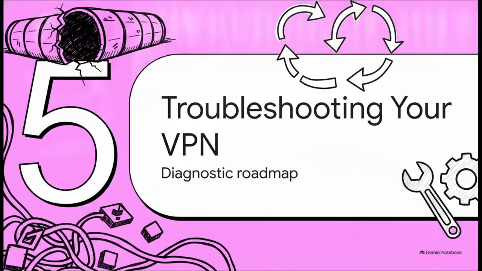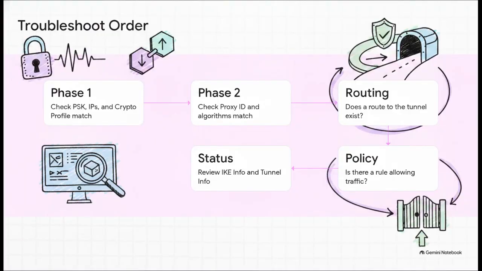Section 5. Troubleshooting your VPN, the step-by-step diagnostic roadmap. And this brilliantly illustrates exactly how you should approach things when a VPN inevitably breaks. You got to do it logically and sequentially from the responder's side. Don't just guess. First, verify Phase 1. Are your PSKs, IPs, and crypto profiles identical? Next, verify Phase 2. Do the proxy IDs and algorithms match perfectly?